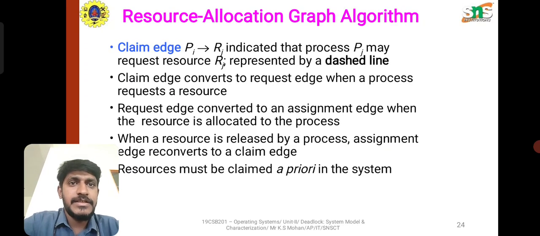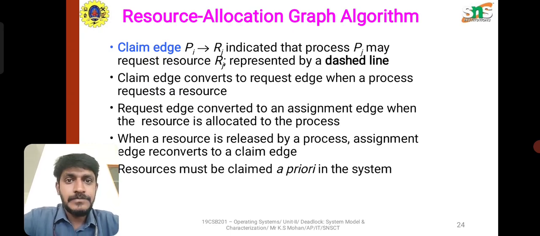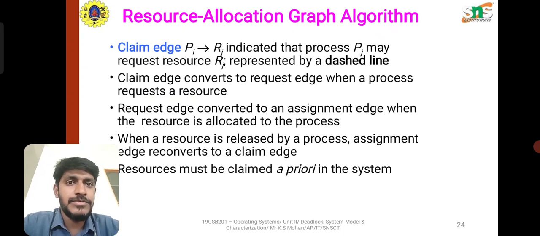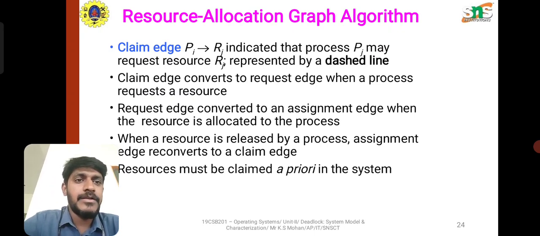In the resource allocation graph we have the claim edge. A claim edge from P to R indicates that the process may request the resource, and it is represented by a dashed line. The claim edge converts to a request edge when a process requests a resource. The request edge is converted to an assignment edge when the resource is allocated to the process. The resource must be claimed a priori in the system.